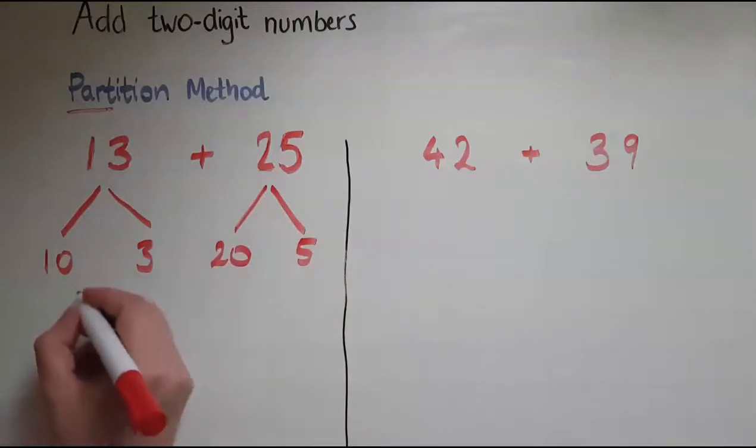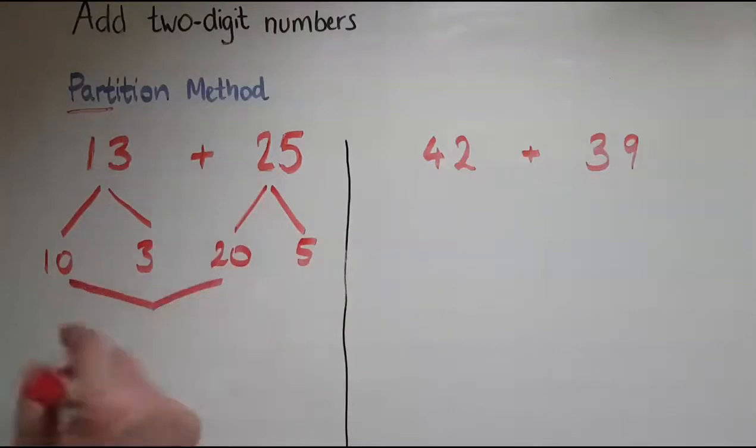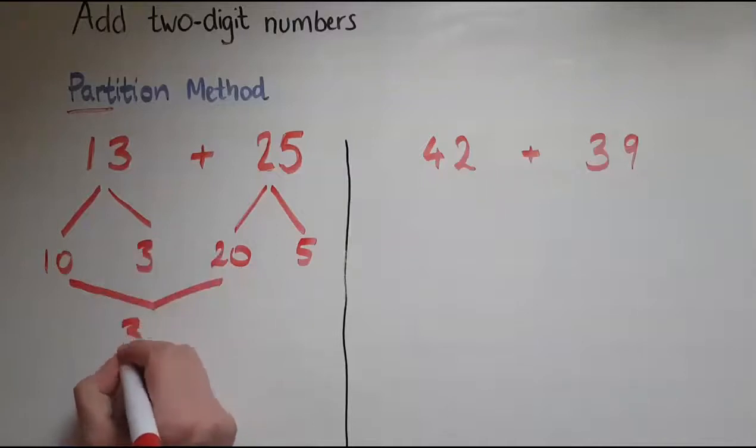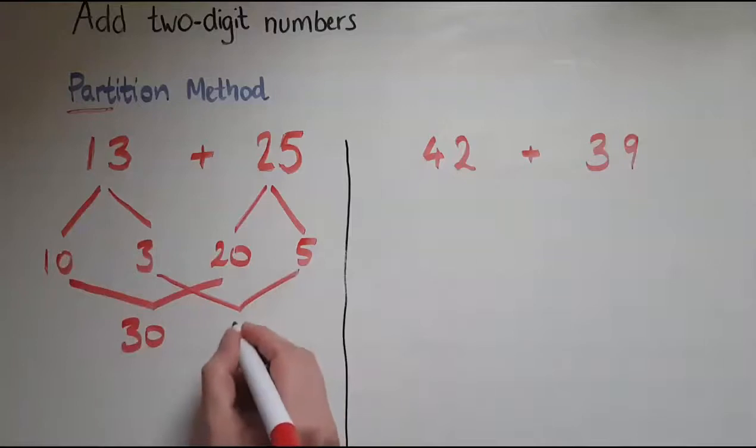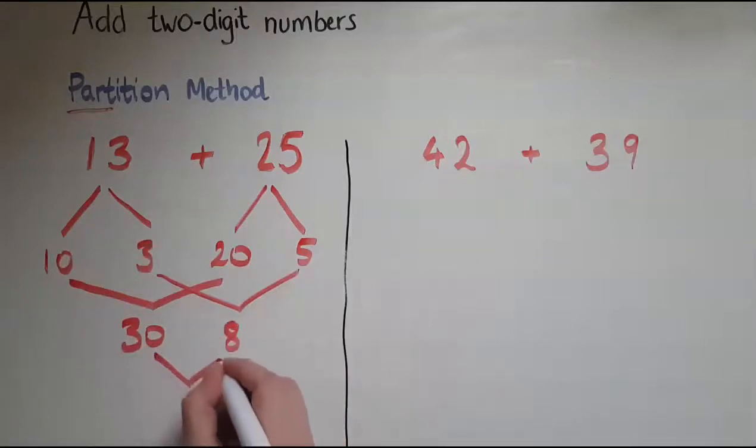Now it's easy for me to add the tens together. So we've got 10 and 20 makes 30. 3 and 5 makes 8. So 30 and 8 makes 38.